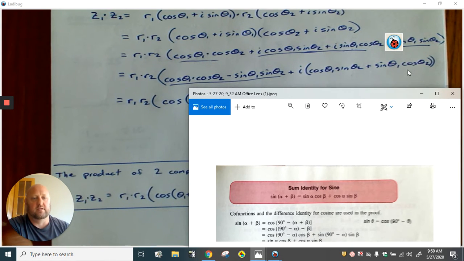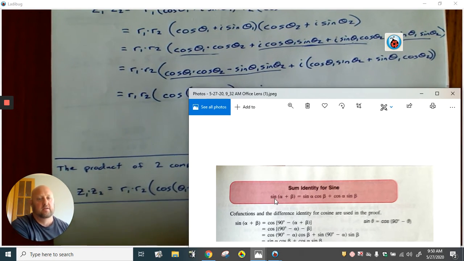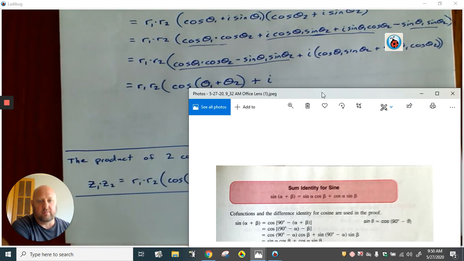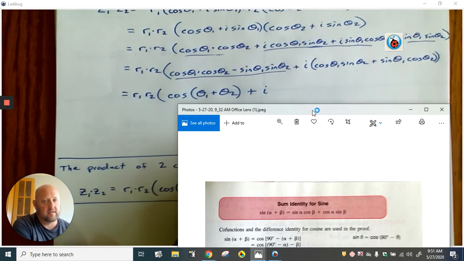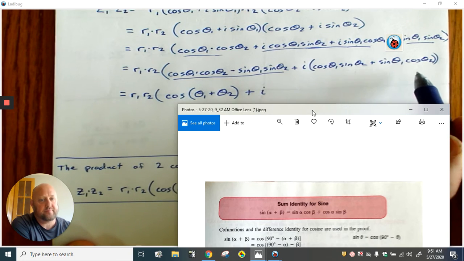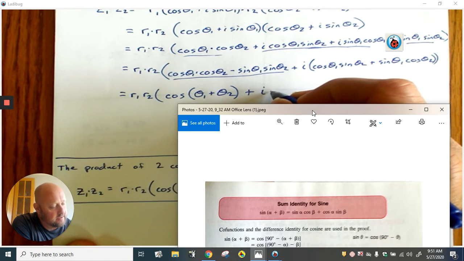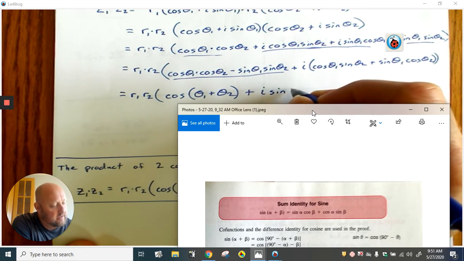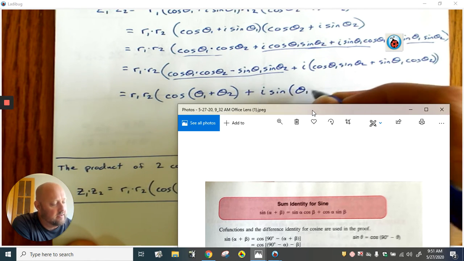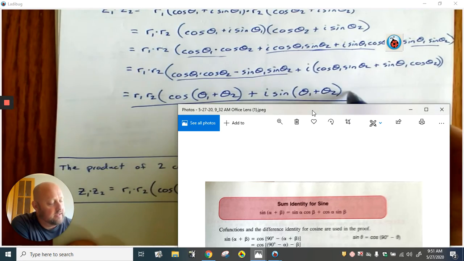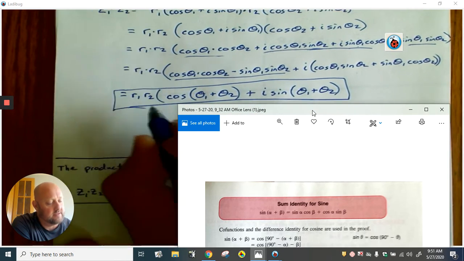Plus cosine of an angle, sine of an angle, cosine of the angle, sine of the angle. So we basically have that exact same thing here. So we can turn that whole thing into just, and basically what we can do is we can now say this whole thing up here just becomes sine of theta 1 plus theta 2. And it simplifies all the way down to this.